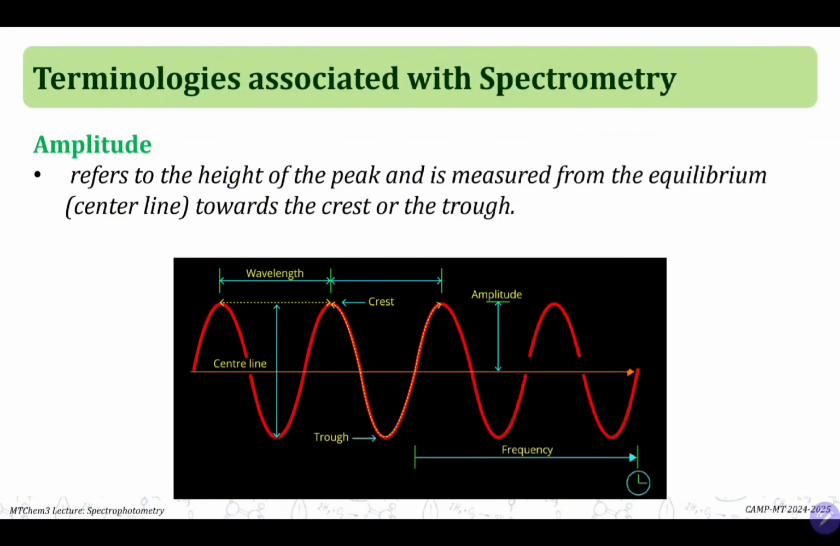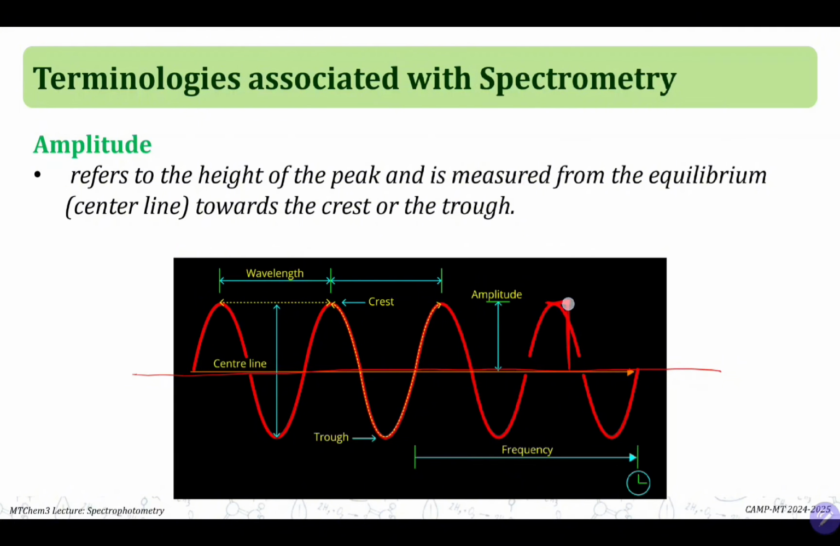Next term we have is your amplitude. This refers to the height of the peak and is measured from the equilibrium towards the crest or the trough. It may also be defined as the measurement between the crest and the midpoint of a wave. So if we're going to look at our wave, we will divide it into two. We have now your midline or your center line. Now based on the definition for amplitude, it is the measurement between your crest and the midpoint of a wave.